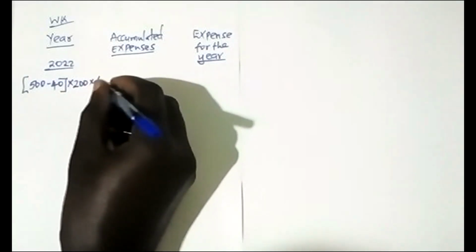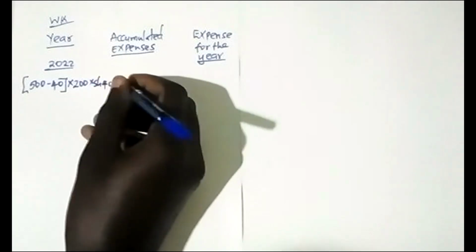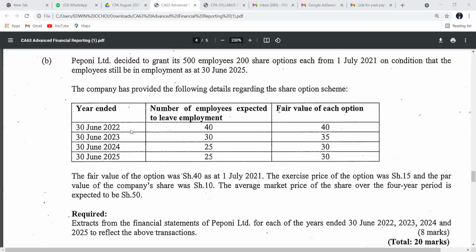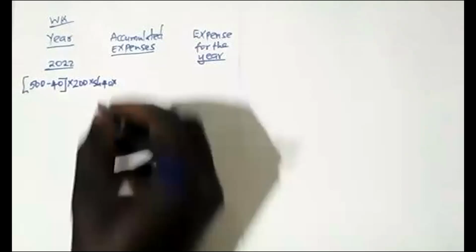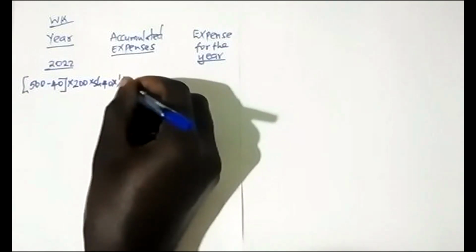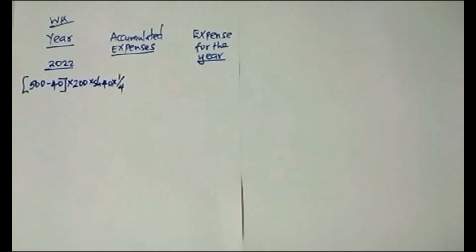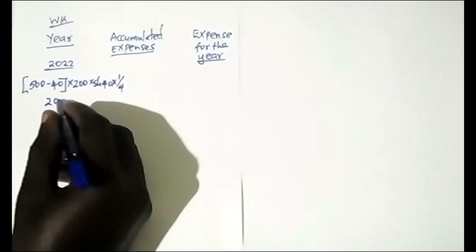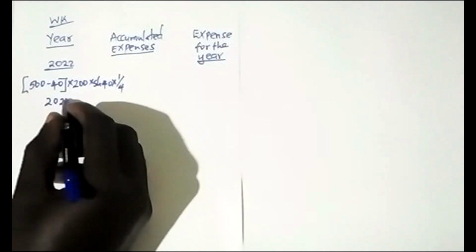So we multiply with shillings 40. Then we multiply with a fraction of the number of years, but considering that this is the first year, how many years were here? 1, 2, 3, 4. So we say the first year divided by 4. So that is a quarter. I can write everything before I do the computation.